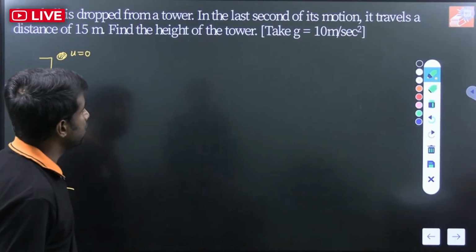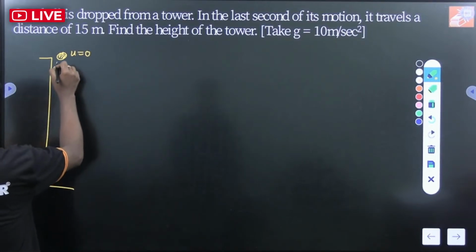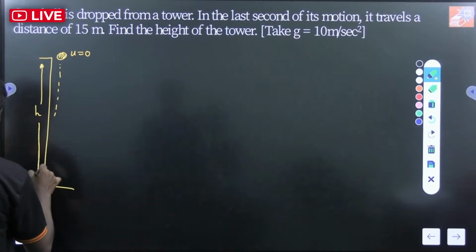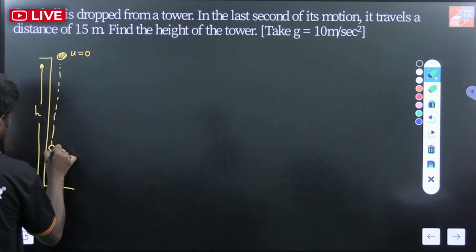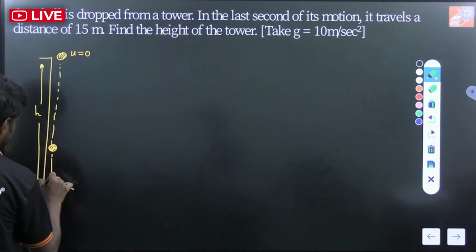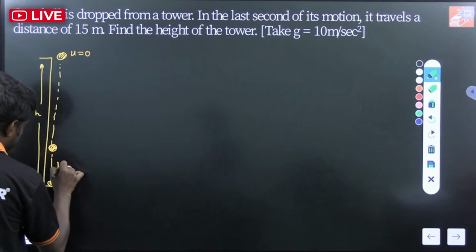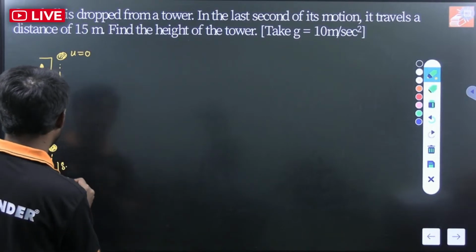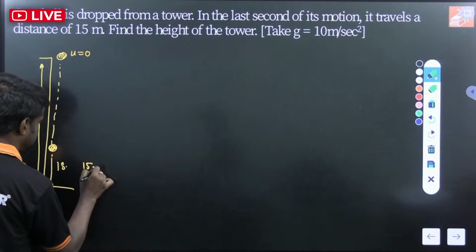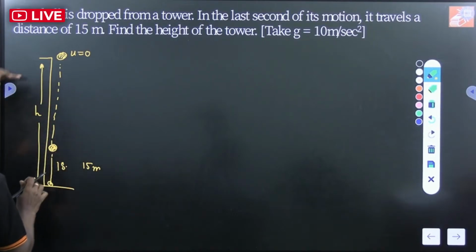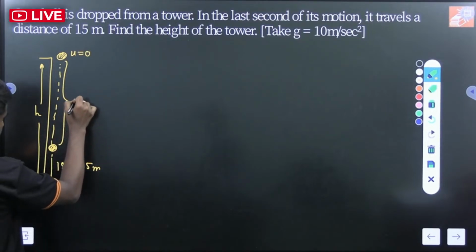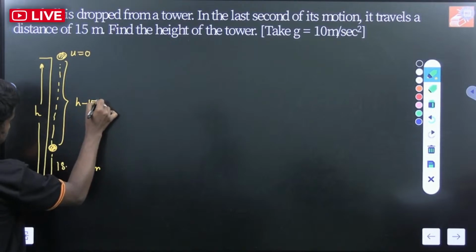And in the last second of its motion, it travels a distance of 15 meter. Means it will drop here. The total height it drops is h, the height of the tower. Suppose in the last second it drops from here to here. It takes 1 second to travel this distance, and this distance is 15 meter. According to the diagram, this one is h and this one is 15, so this height should be h minus 15 meter.